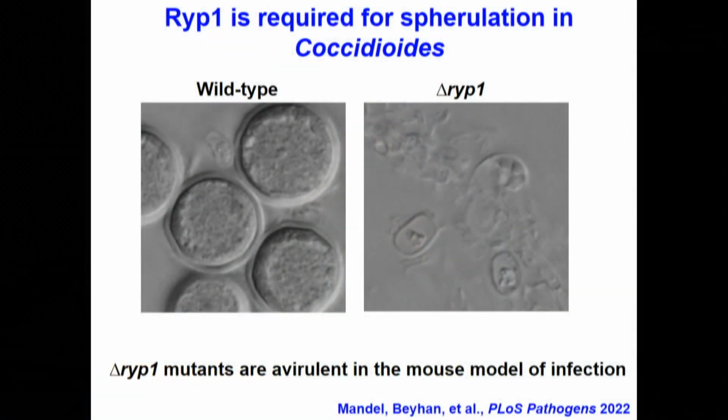And so one way we're doing this is we're looking at the regulation of this program. I want to tell you a little bit about some work that we did in collaboration with Mark Orbach. This is looking at a transcription factor in Coccidioides that's important for this developmental transition into spherules. Transcription factors are proteins that regulate the expression of groups of other genes.